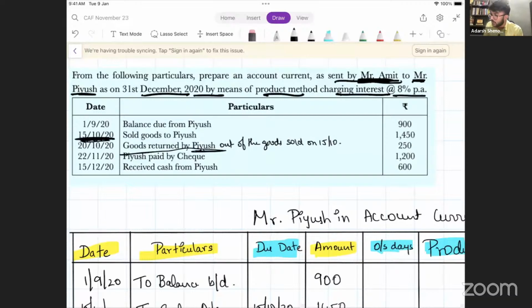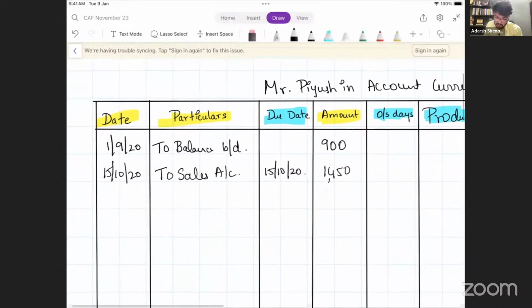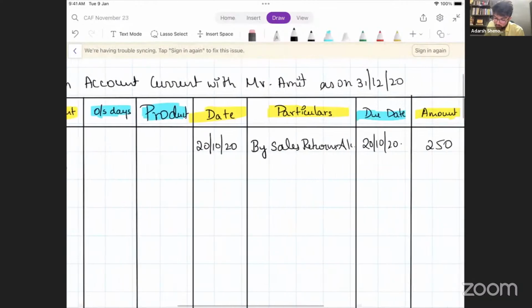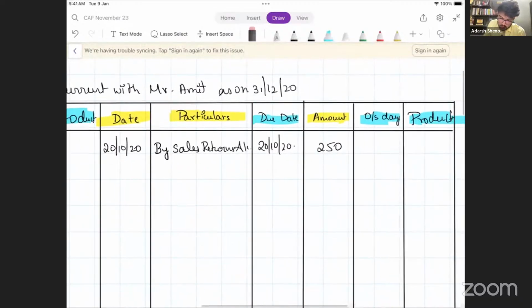Are you understanding what I'm saying? If they had said that, goods returned by Piyush out of the goods sold on 15/10, then the due date for this sales return would be the same as the due date for the sales transaction. The sales transaction due date was 15/10, so I would write the same 15/10 over here. But it's not given like that, so we write 20/10 itself over here. Okay, fine.